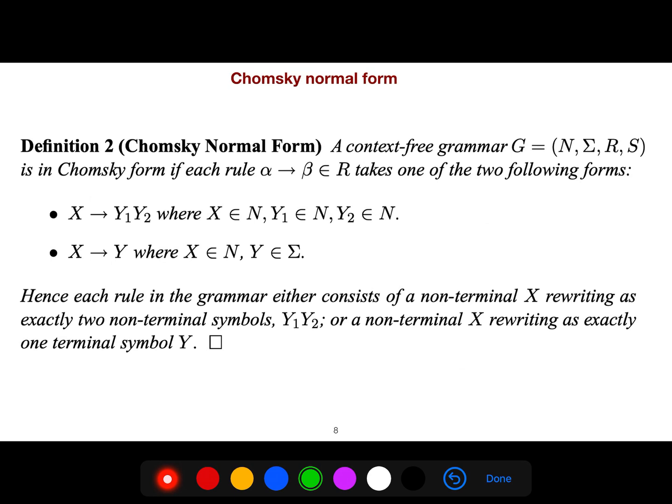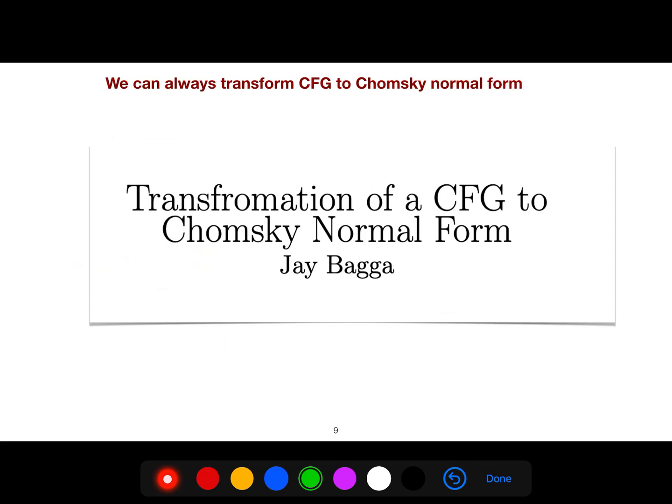The Chomsky normal form, as I explained before: a context-free grammar is in Chomsky normal form if each rule takes one of two forms. First of all, it's binary, it goes to two things: X goes to Y1 Y2, where X, Y1 and Y2 are in N. And also X goes to Y, where X is in N and Y is in your terminals. So for the transformation of a CFG to Chomsky normal form, this is a really good paper, because sometimes you just need to use a trick in order to create a normal form so that our algorithm can still work.